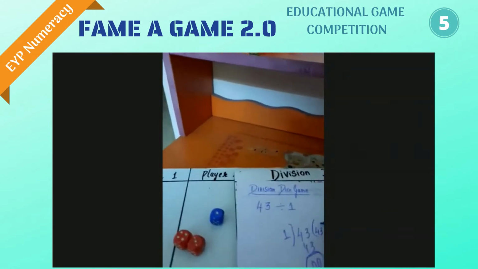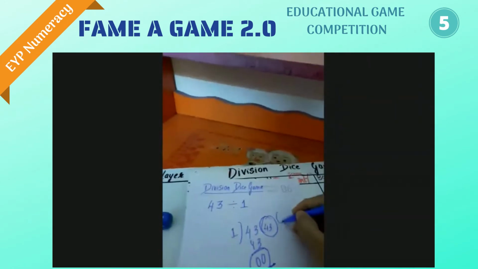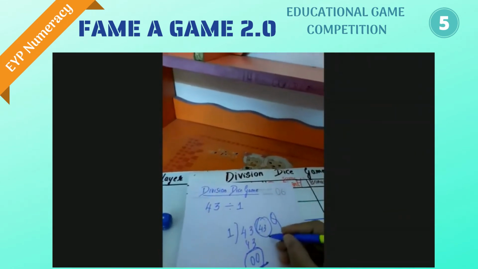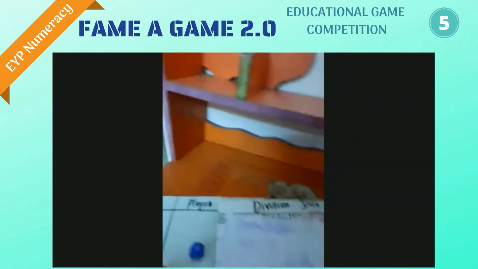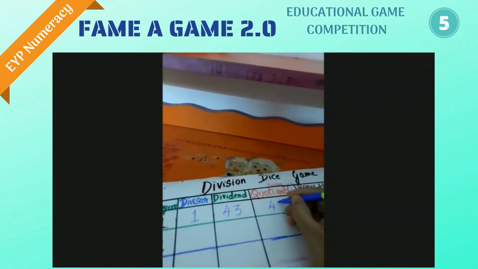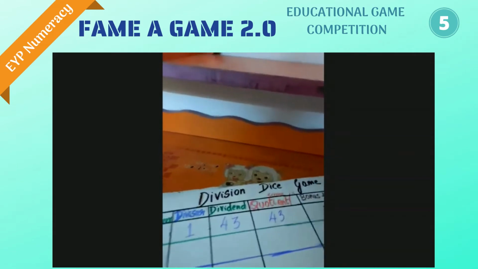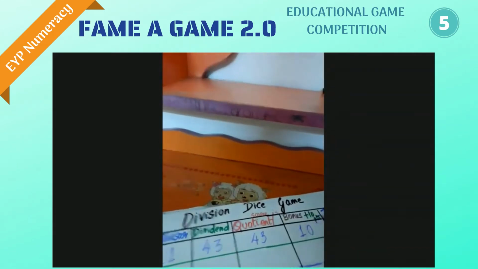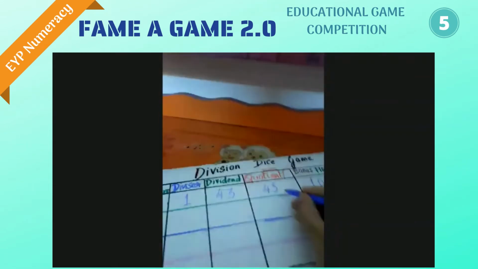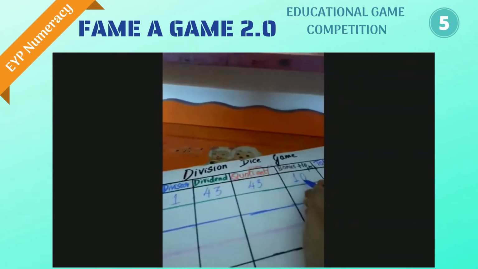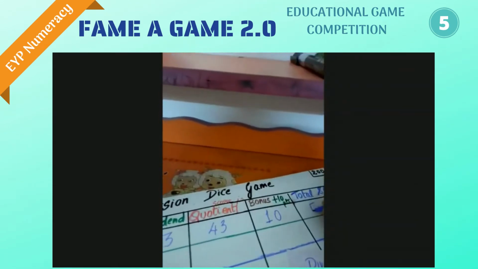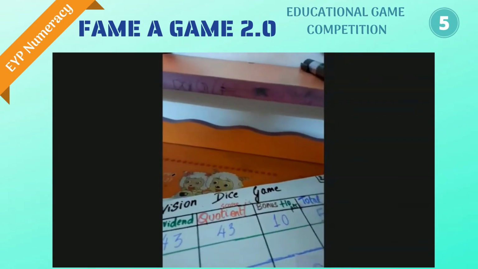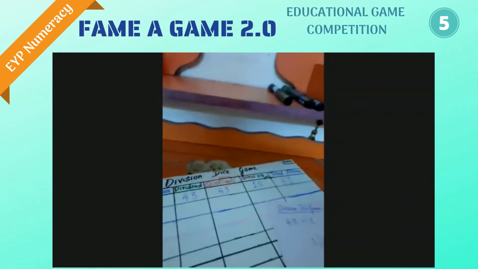So my points will be my quotient. This is my quotient, my points here, 43. I'm going to write here 43 plus 10, because my remainder was 0. I will write it here as 10. Now I'm going to add these both, because score plus bonus. So the total score is 43 plus 10, 53. So that was the first one.